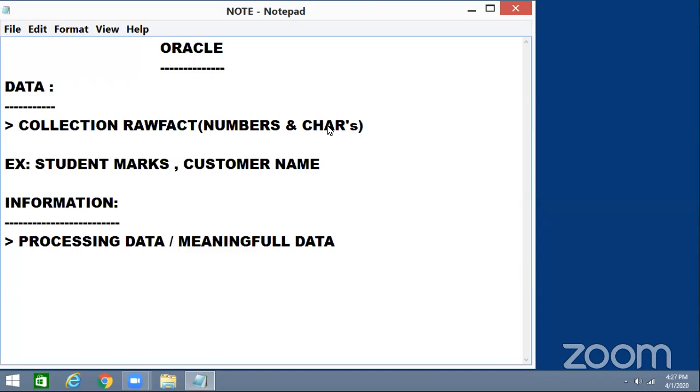Information is a person's complete details: the person's name, the person's ID. For example, for employees in a company: employee ID number, name, designation, salary, date of joining, which department he works in, and address. The complete details of a person are called information. So data and information are the two basic terms of your DBMS.